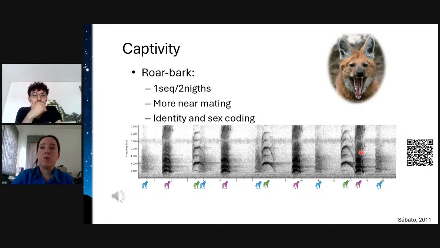And if you are curious, the QR code is for SoundCloud with some examples of other maned wolf vocalizations, this one and other examples. So you can go check it out.